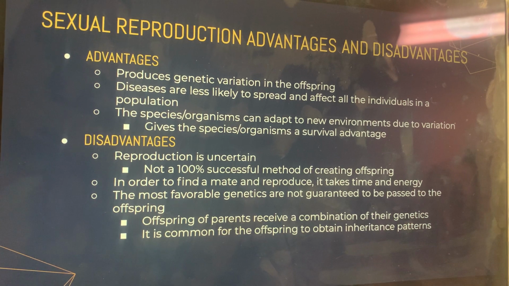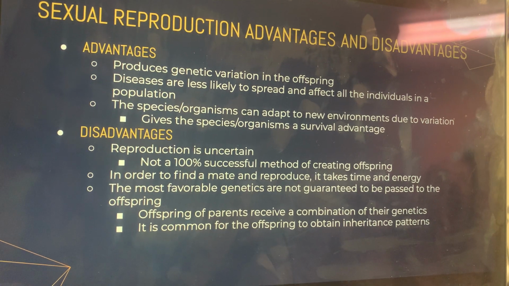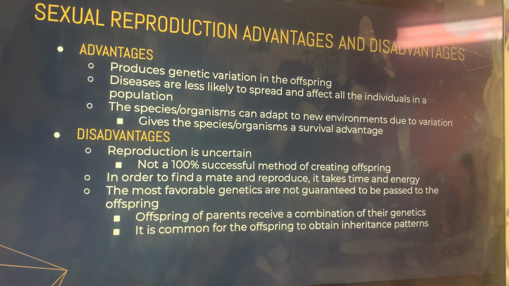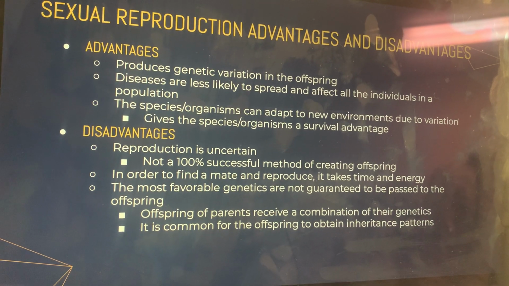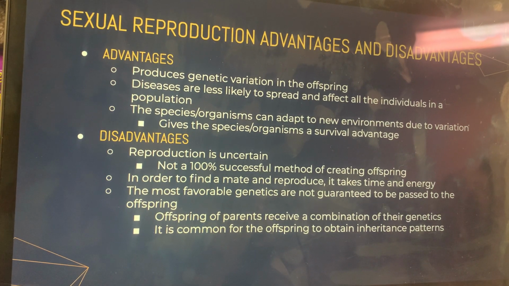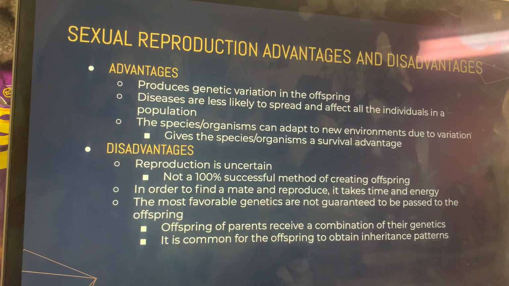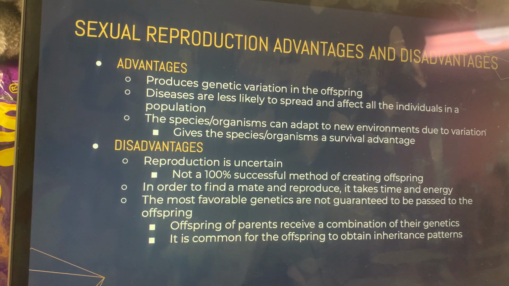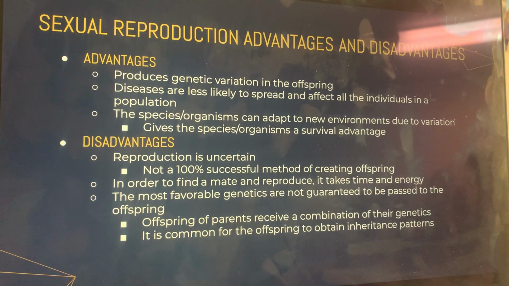Moving on to the disadvantages of sexual reproduction. Reproduction is uncertain. It's not always a 100% successful method of creating offspring. In order to find a mate and reproduce, it takes time and energy, and the most favorable genetics are not guaranteed to be passed down to the offspring. The offspring can receive a combination of their parents' genetics, and it is common for the offspring to obtain inheritance patterns. This could mean a male and a female sexually reproduce, and the female wants the offspring to have her eyes, but it ends up having the male's eyes or one of their other features.